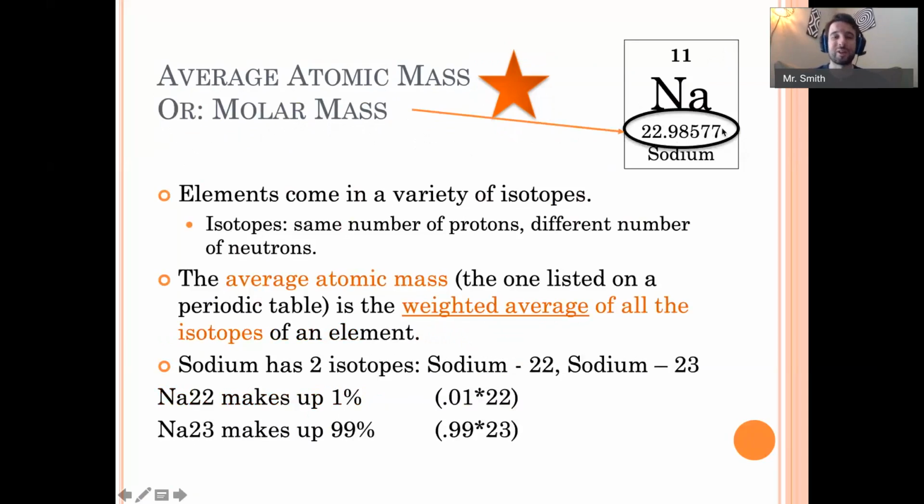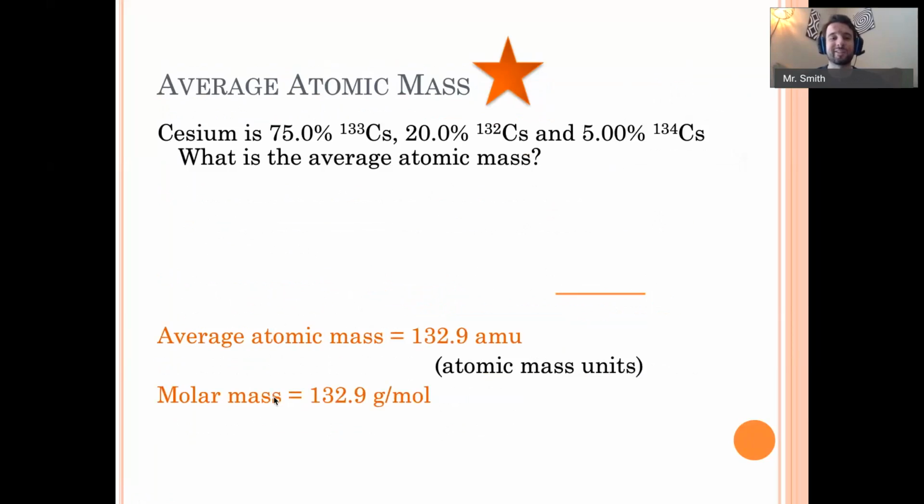22.98577, for example. So sodium 22 you can think of as a rare version of sodium, like a shiny Pokemon versus a regular version. They're pretty much the same, except the neutrons are just different. Anyways, sorry, that was really nerdy to say.